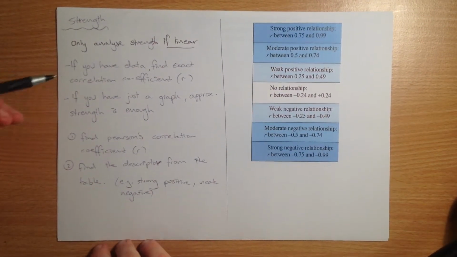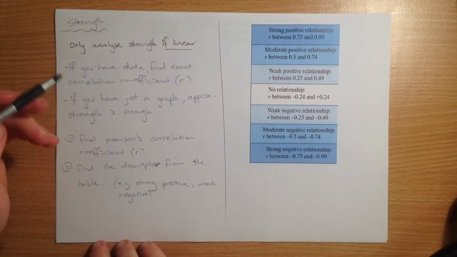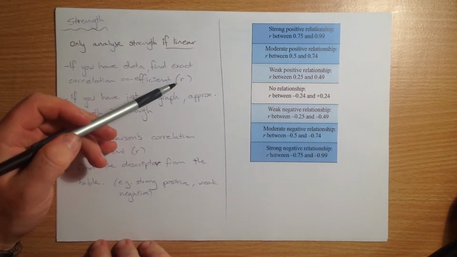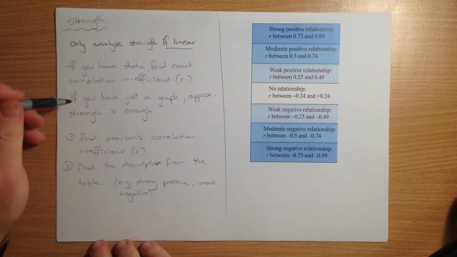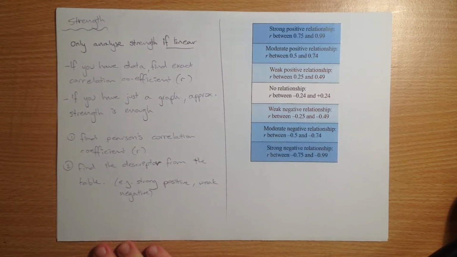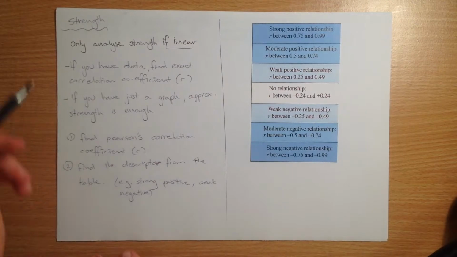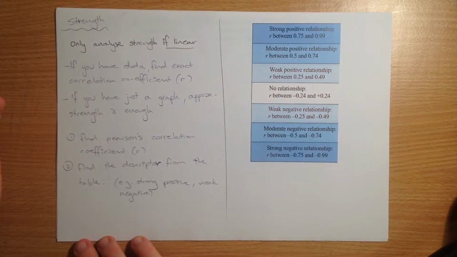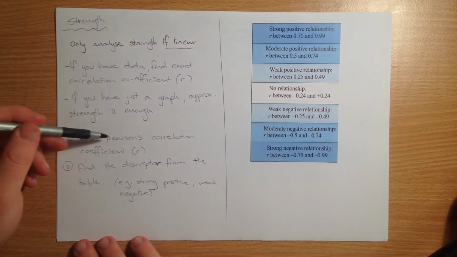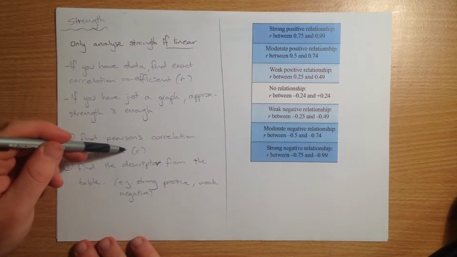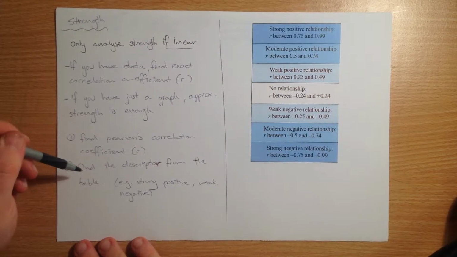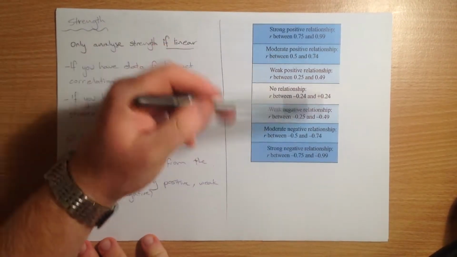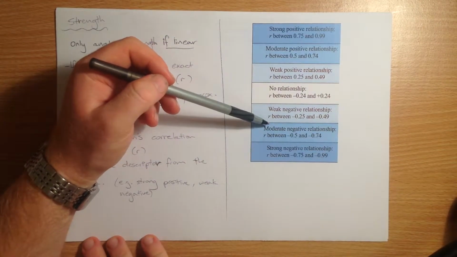So if you have the data, then you'll put it in your calculator and get your calculator to tell you exactly what the R is, and then we can analyse that. But if we just have a graph, then we're going to look at it and sort of approximate what that might be. The basic set of steps is: find the correlation, Pearson's correlation coefficient, that's our R value, and then step number 2, find the descriptor for it. We'll use this table all the time, so make sure this table is in your summary book. So let me give you an example.